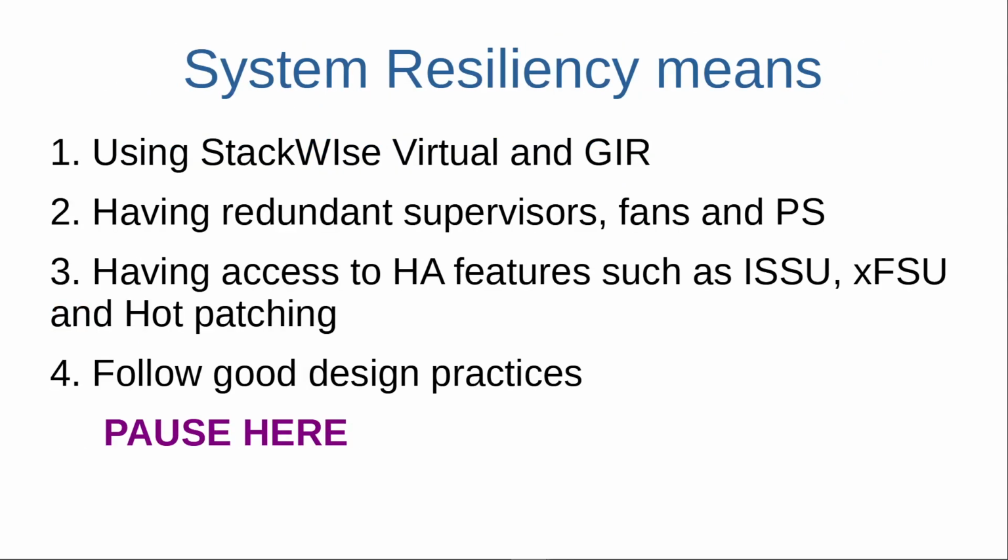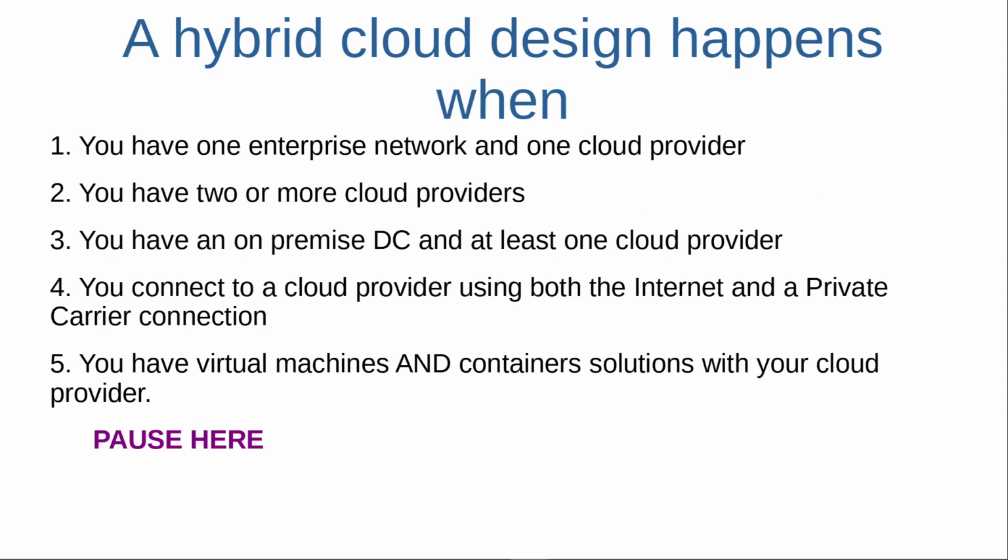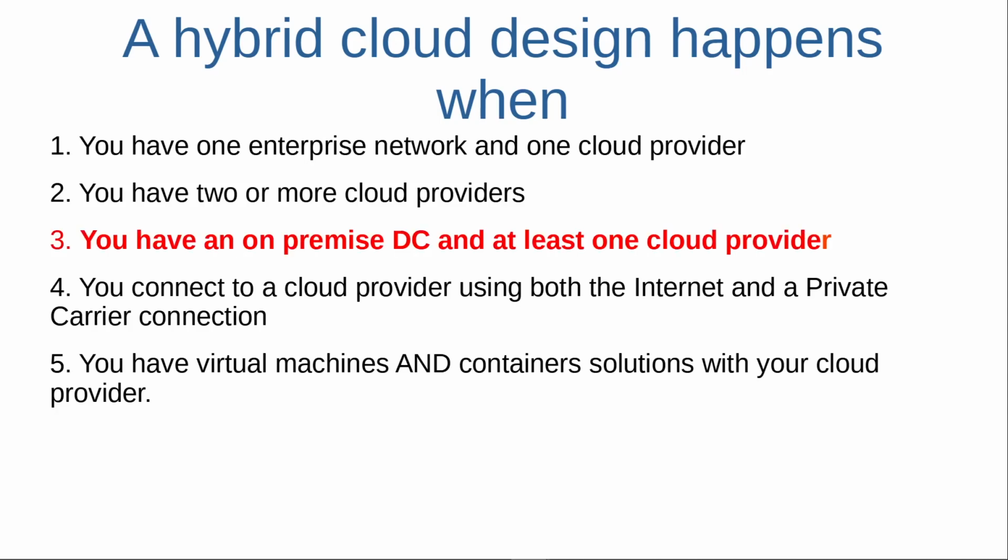Next question. System resiliency means? The answer is number 2, having redundant supervisor cards, fans, and power supplies. Next question. A hybrid cloud design happens when? The answer is number 3, when you have an on-premise data center and at least one cloud provider.